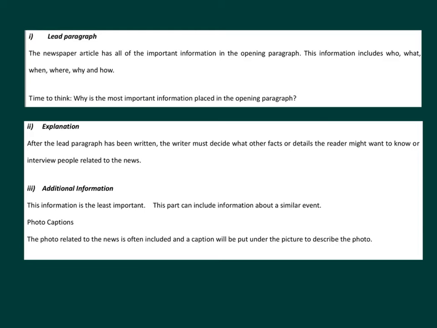reader might want to know, or interview people related to the news. Number 3. Additional information. The information is the least important. This part can include information about a similar event. Photo captions. The photo related to the news is often included and a caption will be put under the picture to describe the photo.